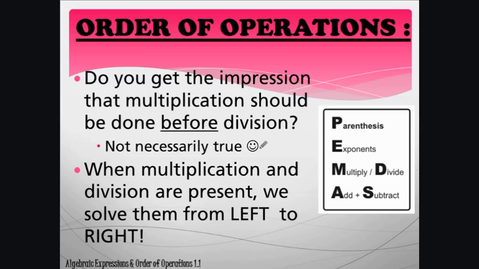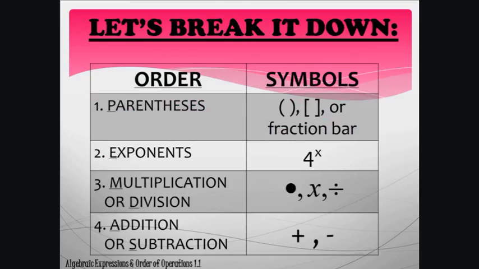It's not necessarily true. If you have multiplication and division present in your algebraic expression, you're going to solve them from left to right, just like you do when you read. Multiplication and division are on the same playing field, and the same with addition and subtraction. So if they're both there, you aren't going to just focus on multiplication first. If division is on the left, then you're going to do that. And we'll take a look at an example together.